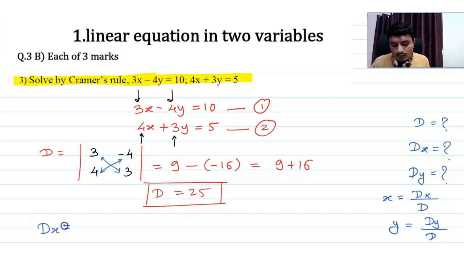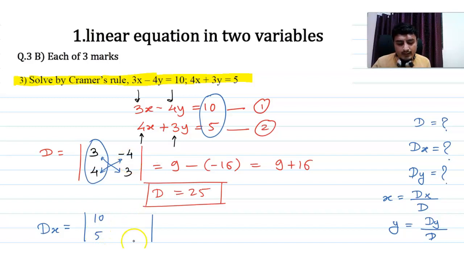Now to evaluate the value of Dx, what shall we do? Whatever the coefficients of variable x in D, we have to replace them by the constants 10 and 5. So in the first column we have 10, 5. What about the second column?